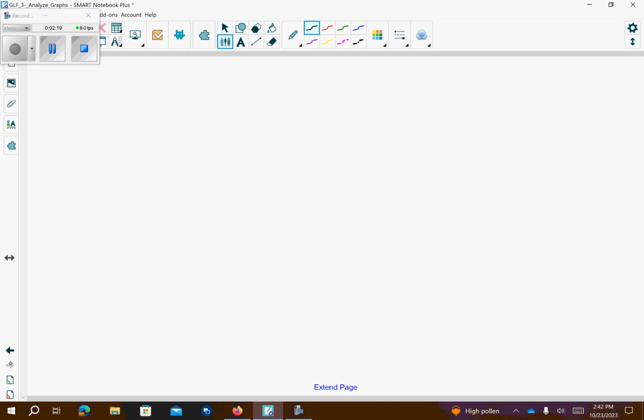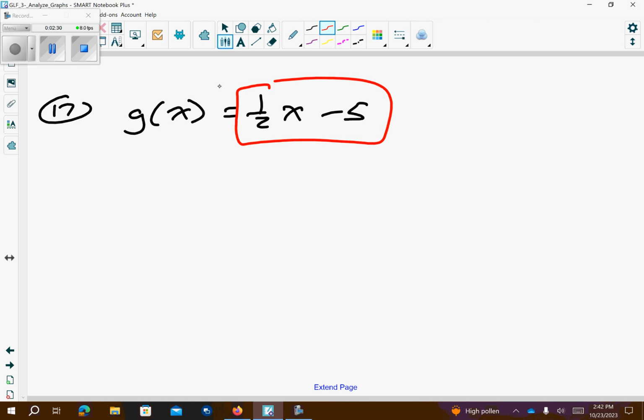Okay, I worked number 16 yesterday, so I'm going to go over 17 and 18. So 17, I have g of x equals 1/2 x minus 5. So this is what we're going to keep referring back to. And then we want to graph it over here.